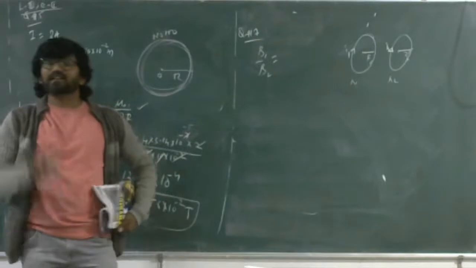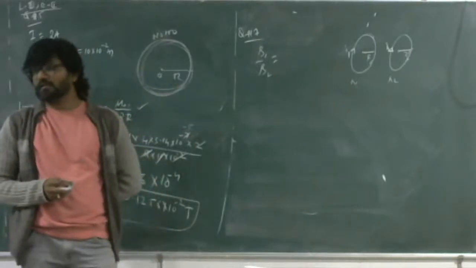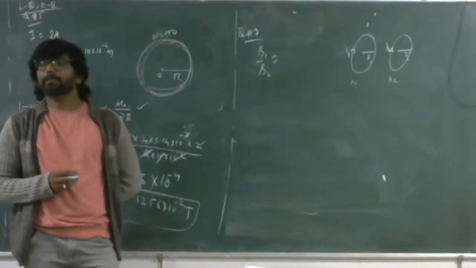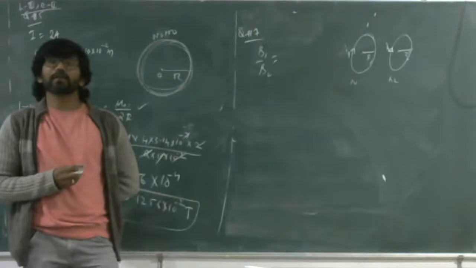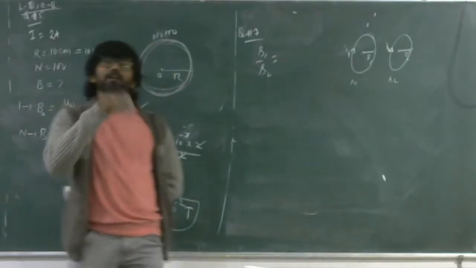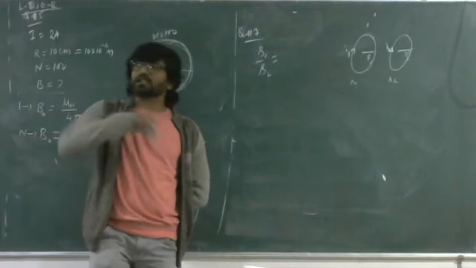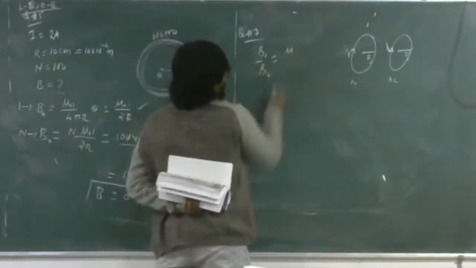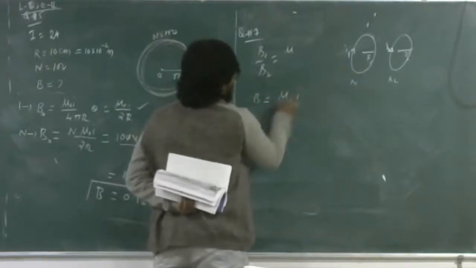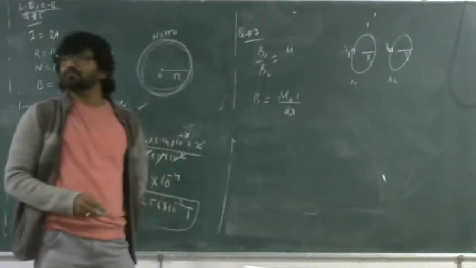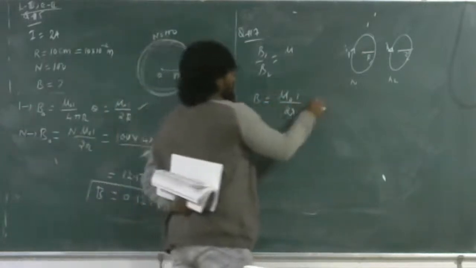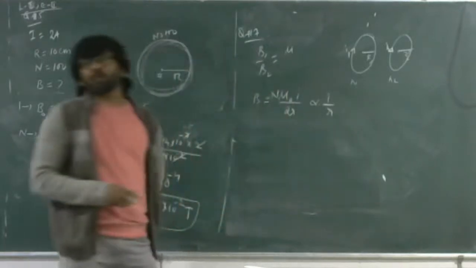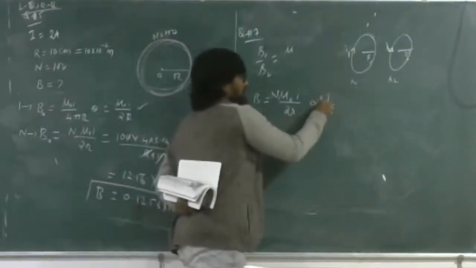What is the formula for magnetic field at the center of a circular coil? B equals mu naught I by 2r. It comes from mu naught I by 4 pi r into theta. Theta for a complete circle is 2 pi, so 2 pi gets cancelled and we get 2. So B is equal to mu naught I by 2r at the center, and mu naught is a constant. So B is proportional to I by R for one turn. For n turns, it is n into mu naught I by 2R, so it is proportional to n I by R.